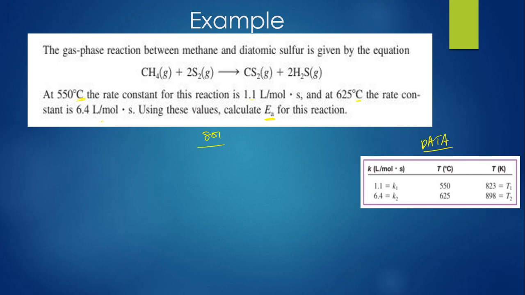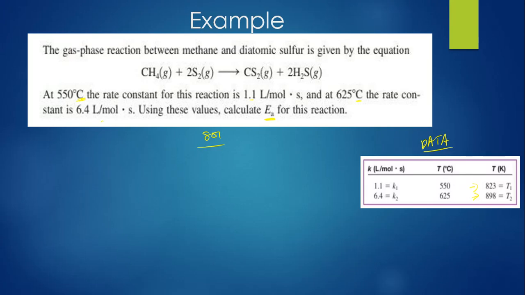So when you add 273 to this 550, you're going to get 820 at T1. And then at the temperature 625, we have our rate constant to be 6.4. Our temperature is not supposed to be in degrees Celsius, but in Kelvin. So you need to add 625 plus 273, and you're going to get 898. And then here you can come up with your formula so that you solve.